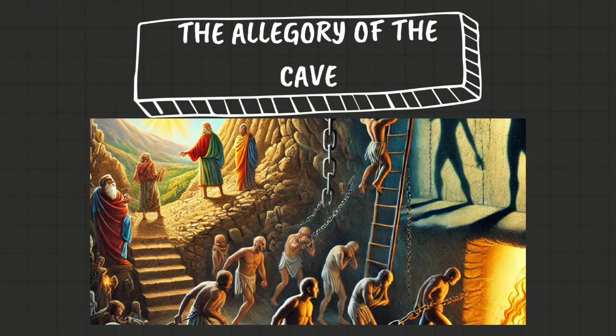So this allegory invites us to reflect on our own lives. How often do we all settle for shadows rather than seek the light of truth? Through the allegory of the cave, Plato wants us to reflect on our own lives, and we should analyze how often we all settle for shadows rather than seek the actual truth that lies in the society.